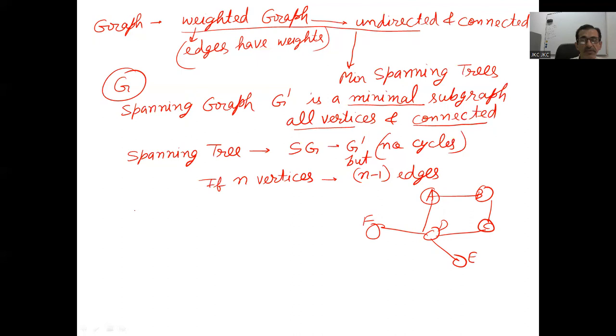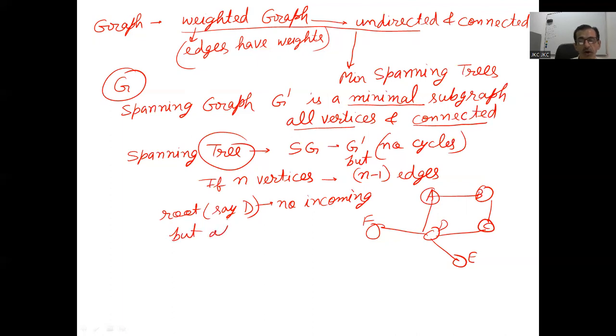Say one of them, if it is a tree, one of them will become root. So root, let's say D or anyone becomes, it will have no incoming edge. If I consider all edges as incoming, then I'll say no incoming, but all other vertices are definitely to be covered. So no incoming edge will exist for this. And for all vertices in spanning tree, each vertex will require exactly one incoming edge.